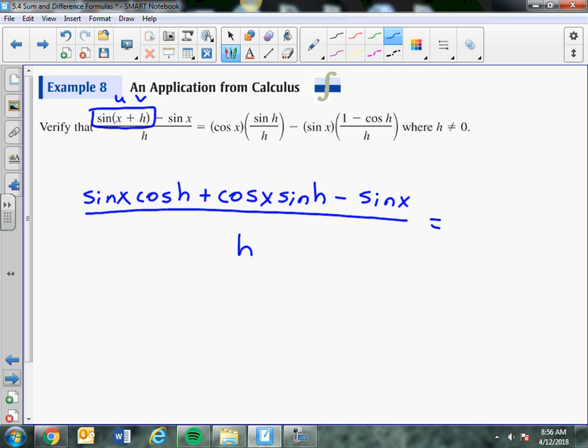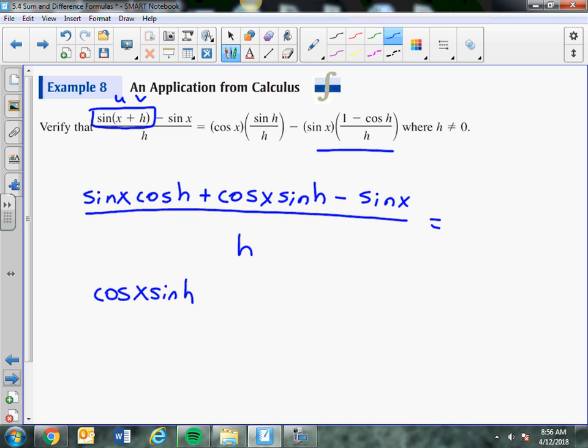Now, we have to look at that and think, well, how do we make it look like the right side? It looks like they did some splitting up of different fractions here. I also notice I have a sine x that maybe if I put these together, I could factor that out. Since it looks like it's on the right side, I'm going to take the cosine x and put that out front. So the cosine x sine h. And again, the reason I do that is because if you check out the right side, that is what they do.